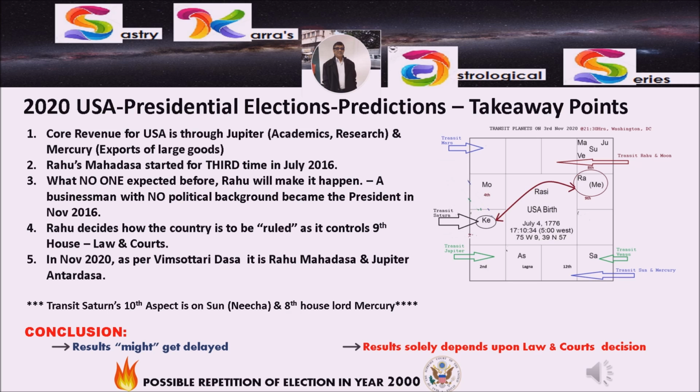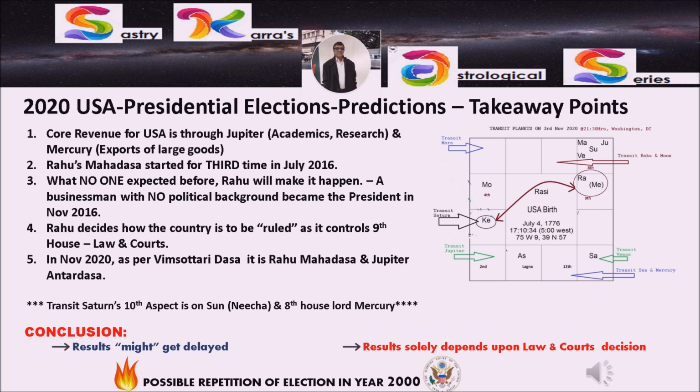While the elections are going on, it will be in the 11th house from the natal Moon, and from the 11th house, transit Jupiter has a direct aspect on natal Jupiter, natal Sun, natal Mars, and natal Venus. And transit Rahu will be in the 4th house. So this is the takeaway point at this point.